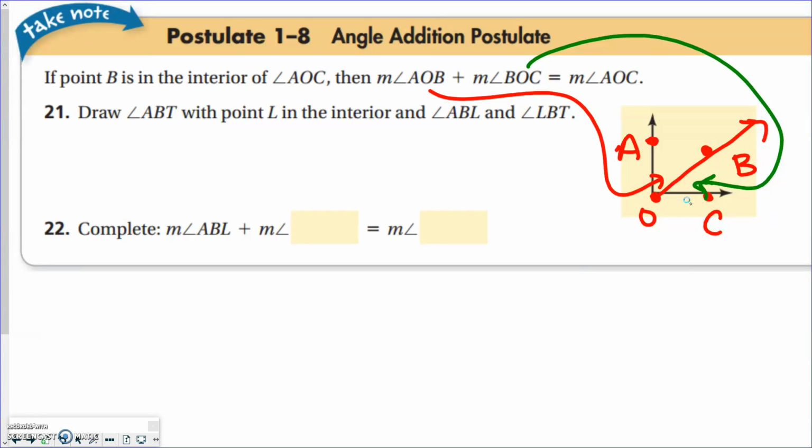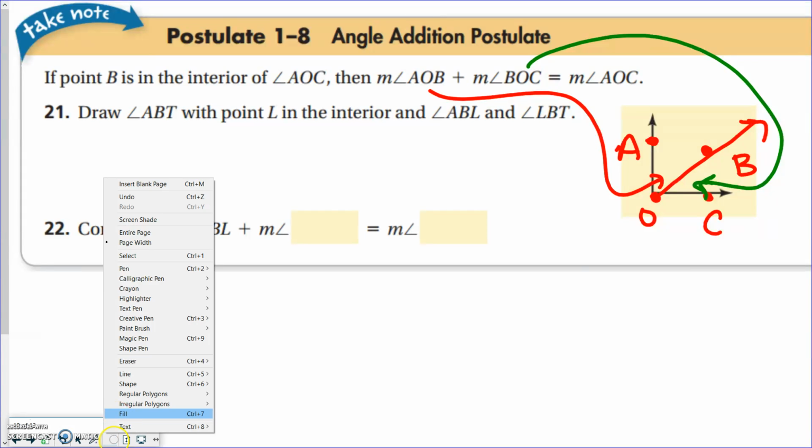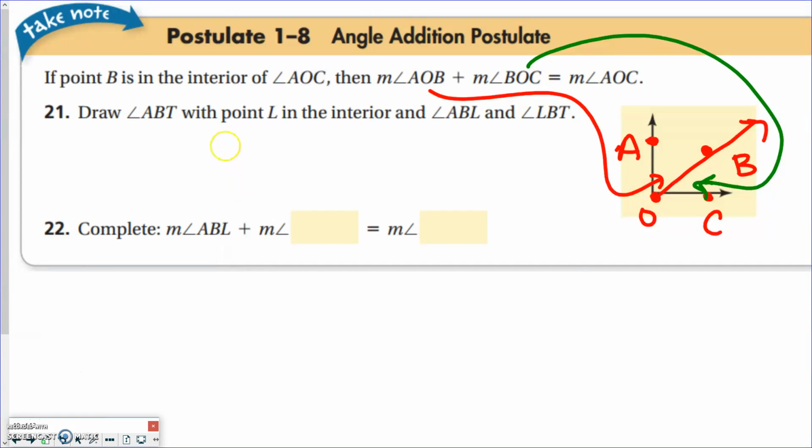In number 21, they want you to draw angle ABT with point L on the interior. I want you to do this at home in your notes, but I'll get you started. Here's some arbitrary angle ABT. Now you have to draw some point L and finish this example.